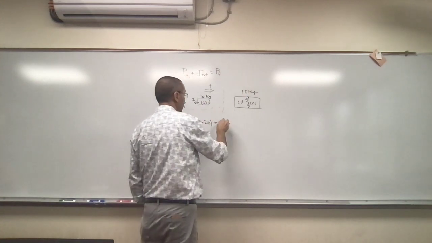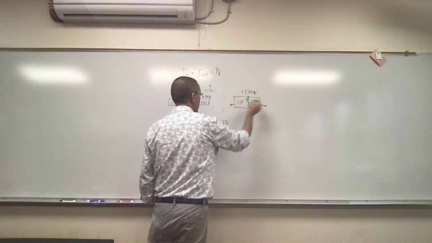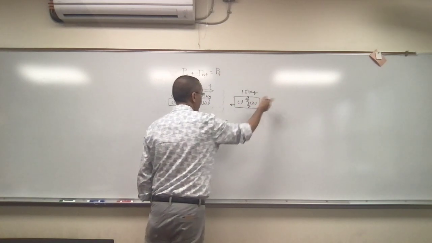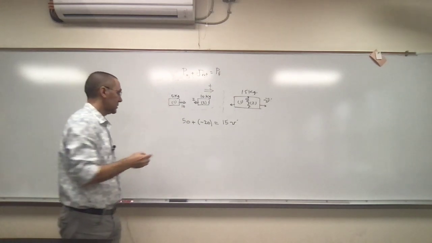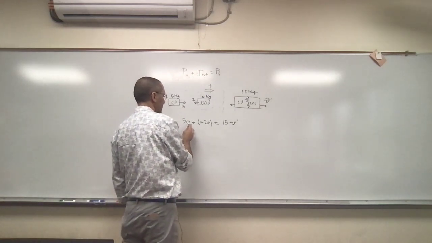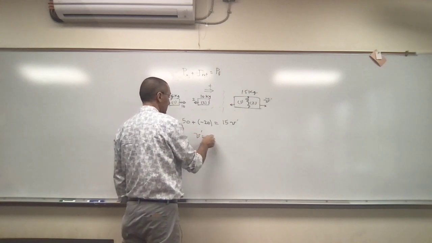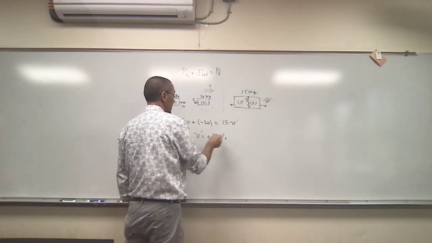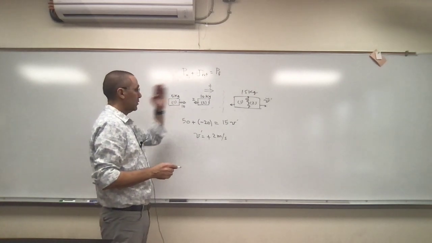So the mass is 15. Well, since they became 1, I don't know which way they're going to be going, so I'm going to call that V prime. Could be right, it could be left, V prime. And I'll let the math tell me which way it is. So that's 15 V prime, so that's 30. So V prime equals positive 2 meters per second, which means they're going to combine and go to the right.